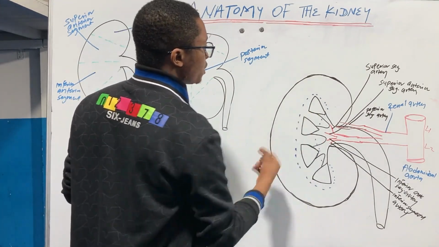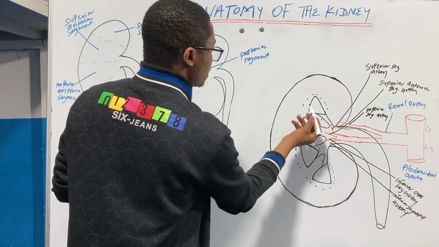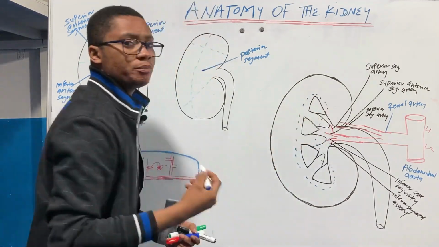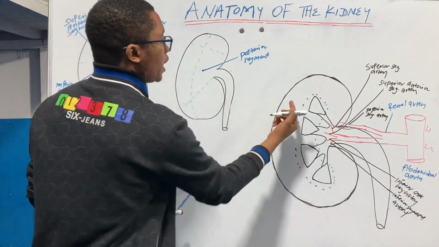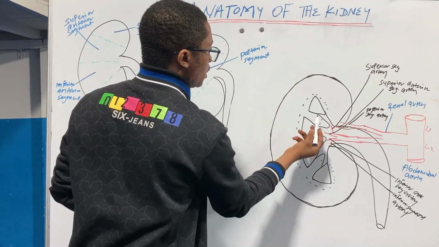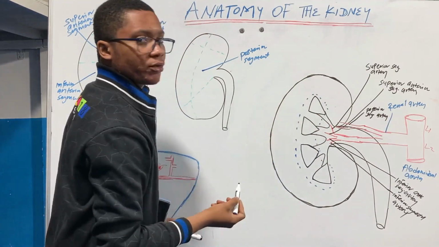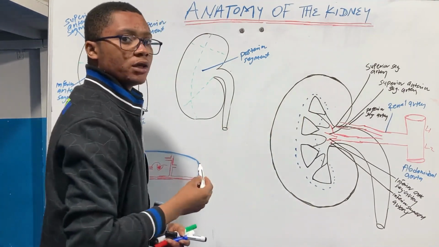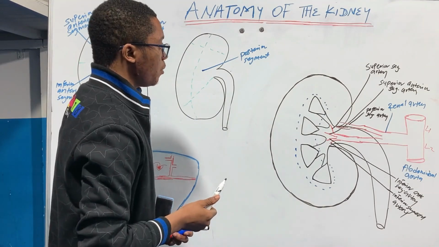The renal pyramid has a base and an apex. This is the base of the renal pyramid, and it is directed towards the cortex. So here is the cortex of the kidney, and here is the medulla. While here is the apex of the renal pyramid.